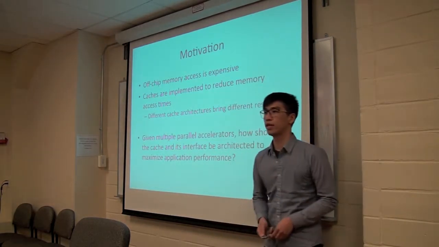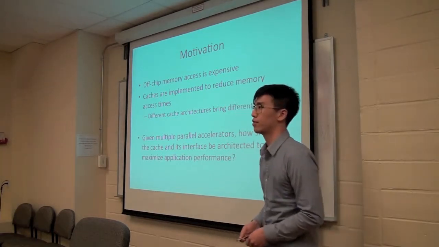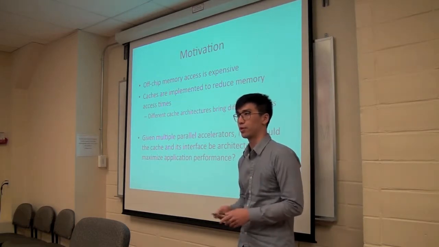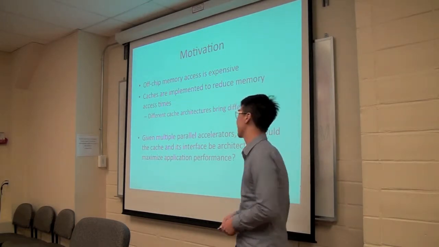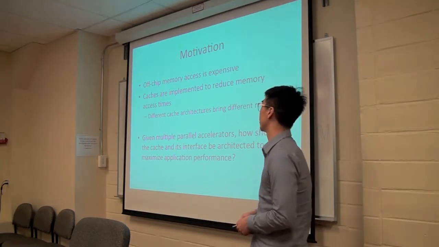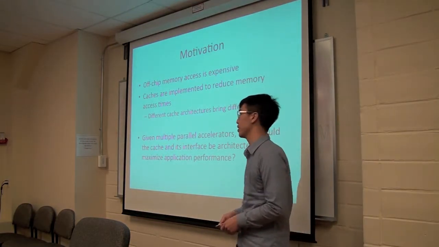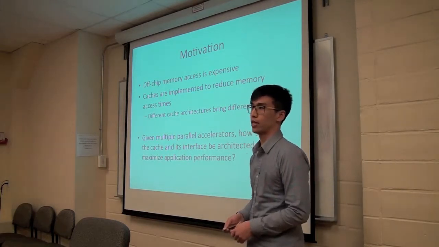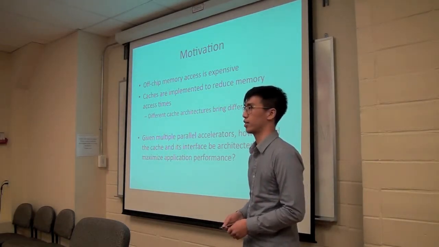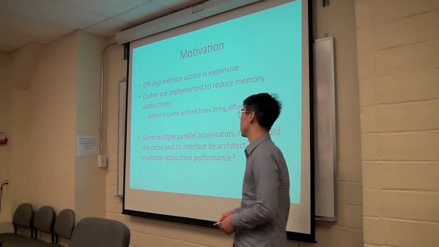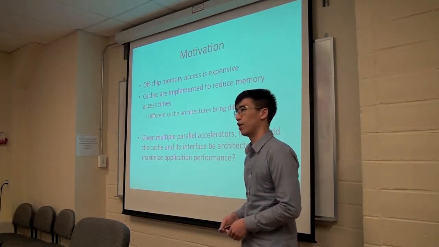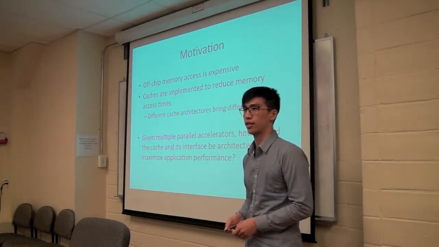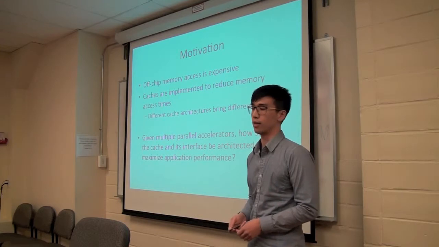The underlying motivation for this work is that we all know off-chip memory access is very slow, and even though the FPGA is maybe the greatest thing in the world, we cannot avoid this fact. So we can implement caches on FPGAs to reduce memory access times, but different cache architectures can bring different results, and application performance can largely depend on the cache architecture and its interface. With this study, we would like to answer the following question: given multiple accelerators, how should the cache and its interface be architected to maximize application performance?